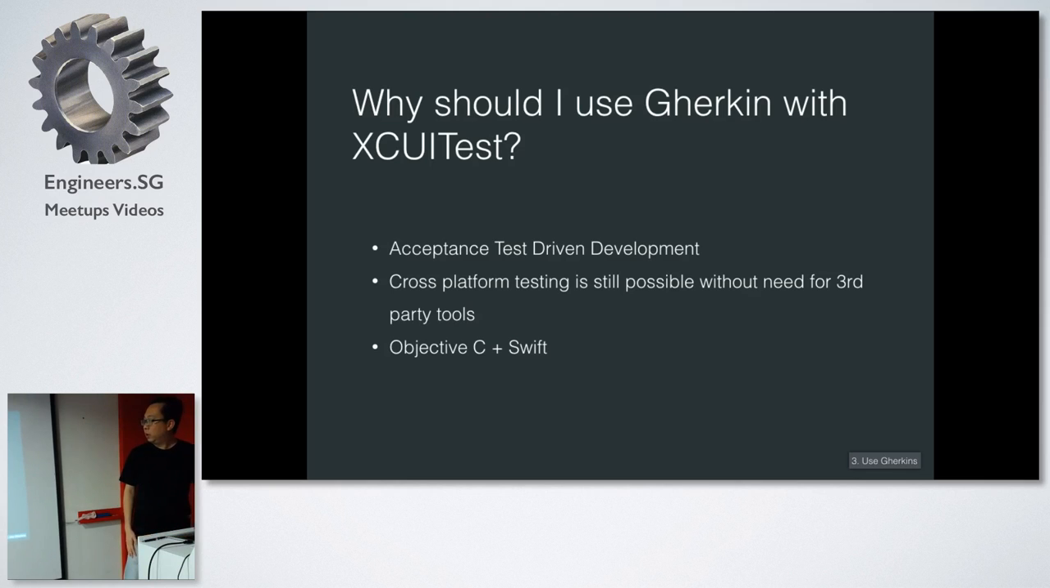This also allows cross-platform testing without the need for third-party tools. For example, if you're doing iOS or Android development, you basically only need the feature files to bind the same requirements on both platforms together. For Android testing, you can use maybe Appium or Calabash. But for iOS, you don't need any special third-party tools. Hence, all your coding is done in Objective-C or Swift. You don't need to learn Ruby just to use Calabash. So that's the one major advantage.